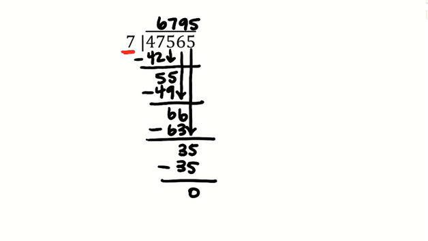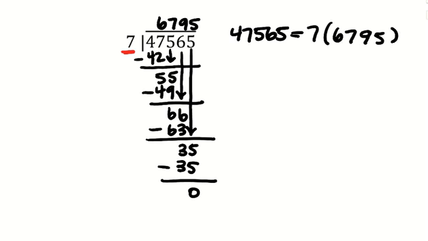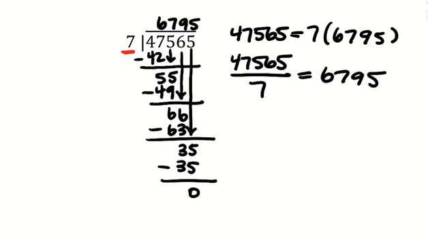So what we could say is that 47,565 is equal to 7 times 6,795. But that's not really what we're asking. We're talking about division by 7, right? So I'm going to divide both sides by 7 and say 47,565 divided by 7 is equal to 6,795. And you'll see in a minute why I wrote it like I did up above.